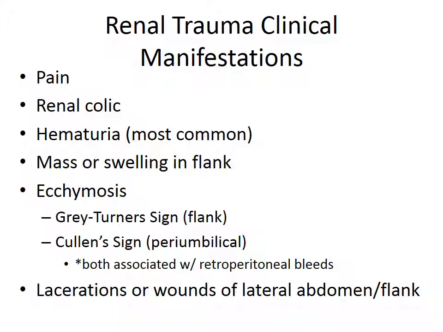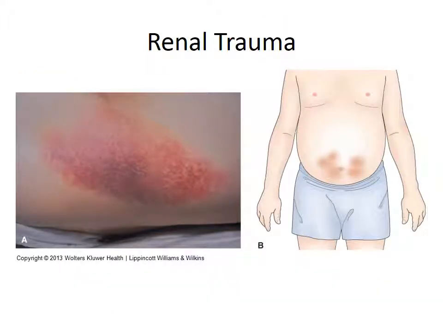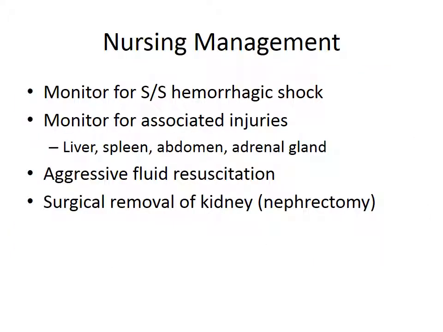Ecchymosis is noted in the patient, a Grey Turner sign of the flank, or a Cullen sign of the periumbilical area, and both of these are associated with a retroperitoneal bleed. Lacerations or wounds of the lateral abdomen or flank are also noted in renal trauma. This slide here shows a positive Cullen sign where the periumbilicus is discolored from the bleeding into the abdominal cavity.